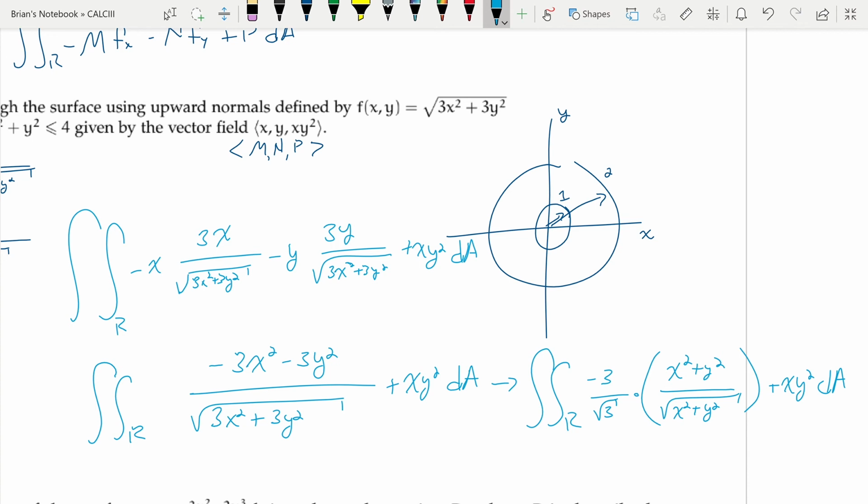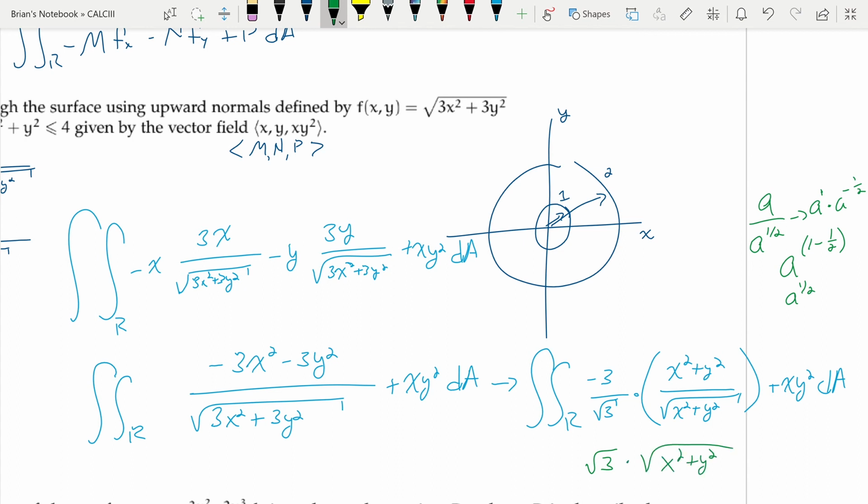And now it's pretty simple math, and I guess I could prove it really fast. If you have a over a to the 1/2, that's just a to the 1 times 1 over a to the 1/2, or a to the 1 times a to the negative 1/2. So it's really 1 minus 1/2, so it's a to the 1/2. All I'm trying to say here is that this negative 3 over the square root of 3 is equal to the square root of 3, and that this x squared plus y squared over the square root of x squared plus y squared is equal to the square root of x squared plus y squared.